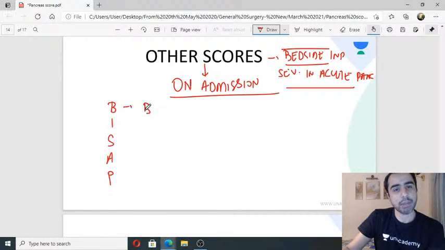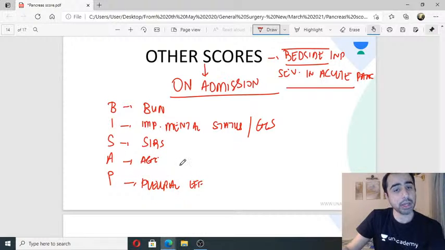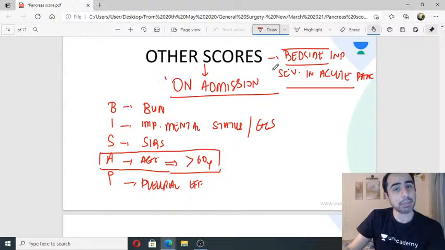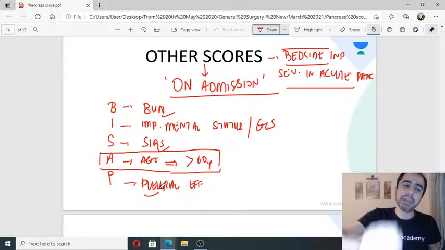What is BISAP? BUN, impaired mental status, or GCS is deteriorating, SIRS, age, and pleural effusion. Remember, here again, the age should be more than 60 years. In Ranson, it was 55. In BISAP, it is 60. BISAP can be calculated on admission. It's a bedside score. I just need to know his BUN, the SIRS criteria, and an X-ray for pleural effusion. That's it. Bedside score. No need for 50 investigations. It can be done at any point of time.